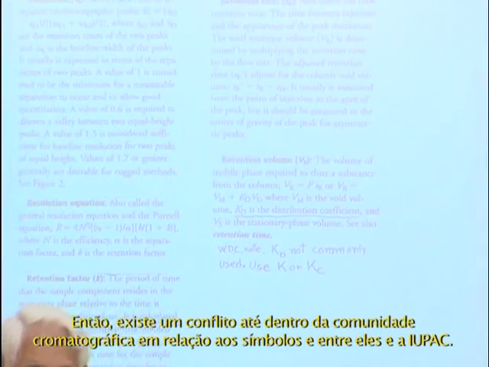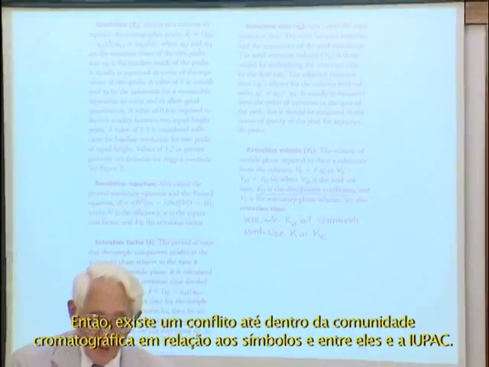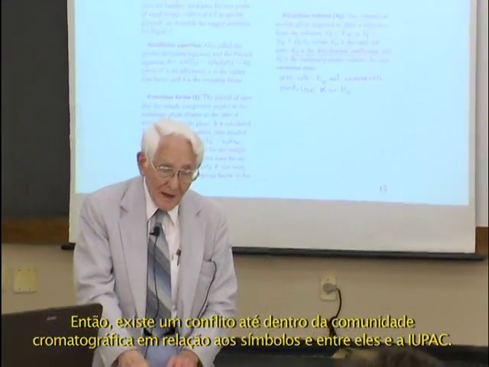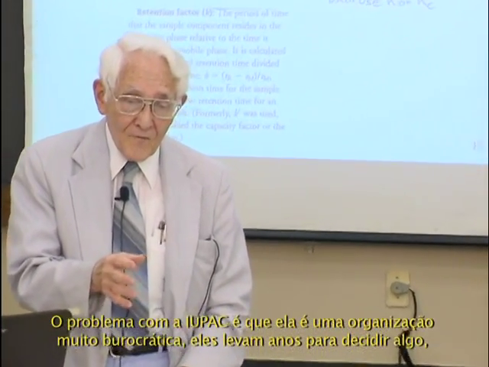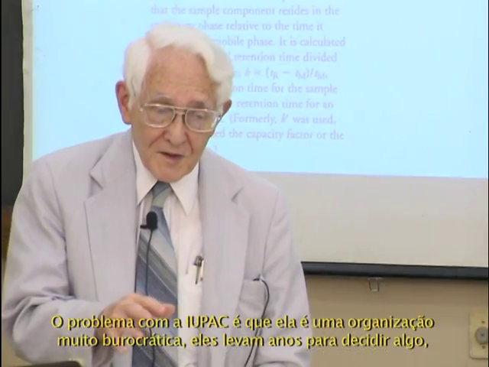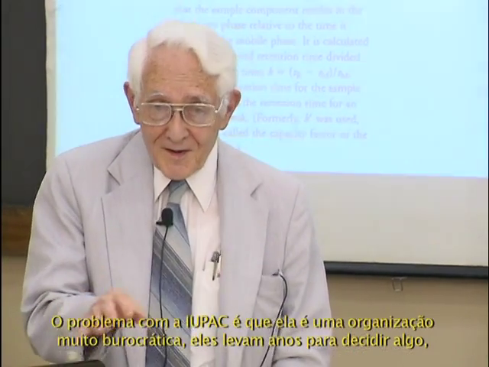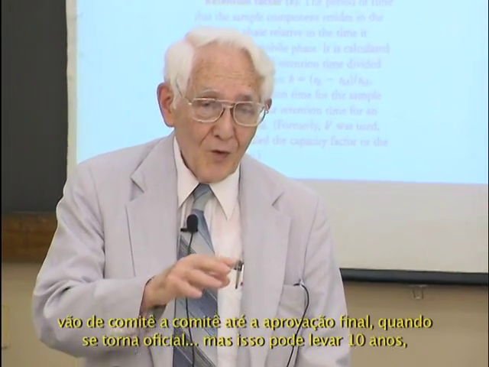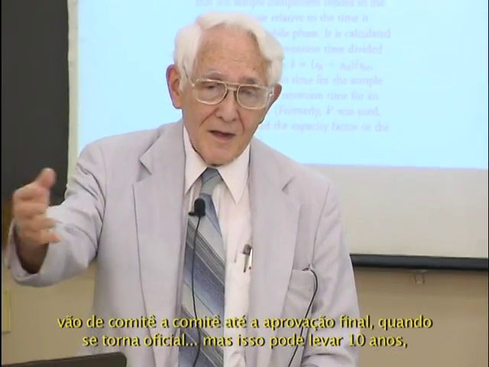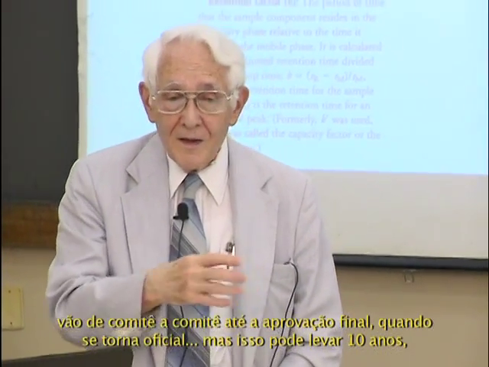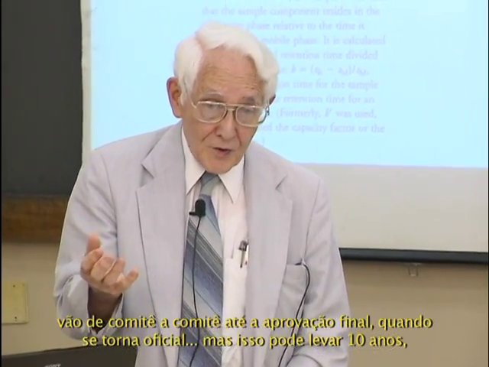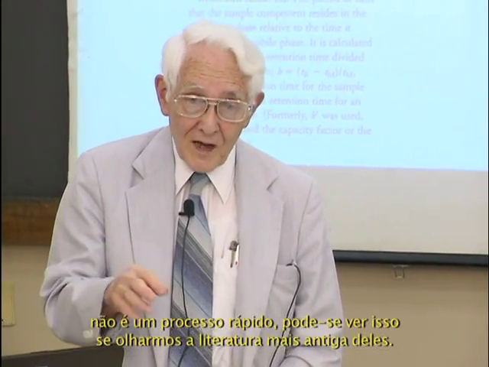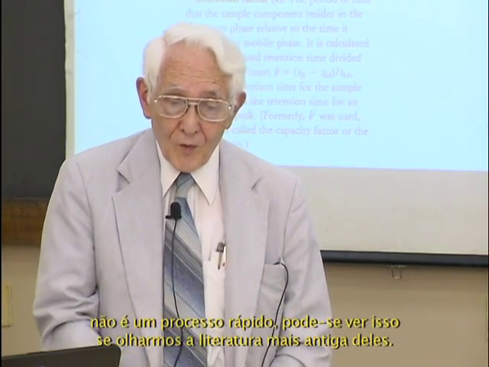But there is some conflict even within the chromatographic community as to what these symbols mean, and between them and IUPAC. The problem with IUPAC is they're a very, very bureaucratic organization. They take forever to get things going through. They go through a committee, and then another committee approves it, and then eventually they say it's official. But that could take 10 years. It's not a rapid process. You can see this if you look through their older literature.